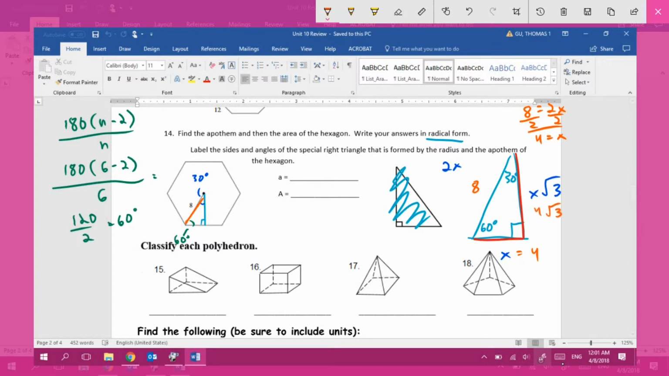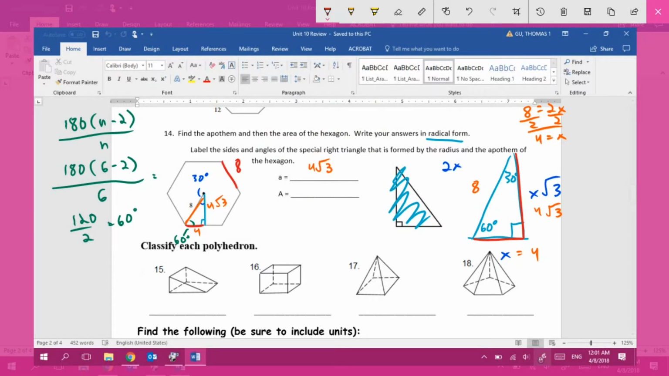Now I have all the sides that I want. My apothem is 4 square roots of 3, and this bottom side is 4. I have enough information now. Let's fill it in. My apothem is 4 square roots of 3. And I can use this number 4 to find the perimeter. This is only half of a side, so my whole side would be 8.